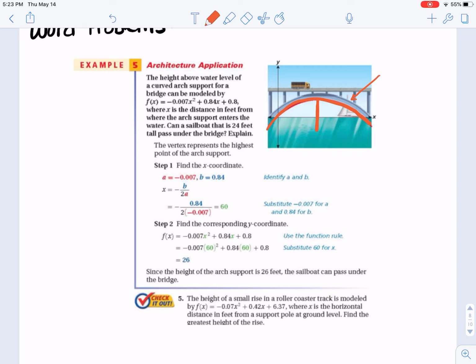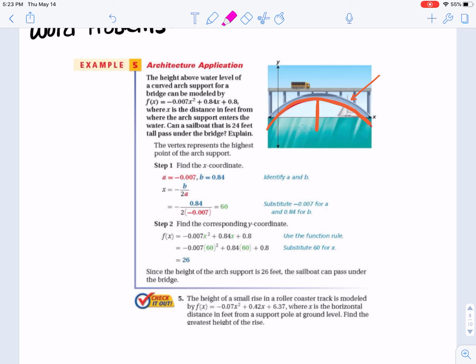So right here, what you need to recognize, again, is that they don't use any words that would signal what they're looking for. They don't say maximum. They don't say vertex. They don't say axis of symmetry. They don't say anything that would tell you algebraically what they're looking for. So it's your job to figure out, well, what is it that they're actually asking for?